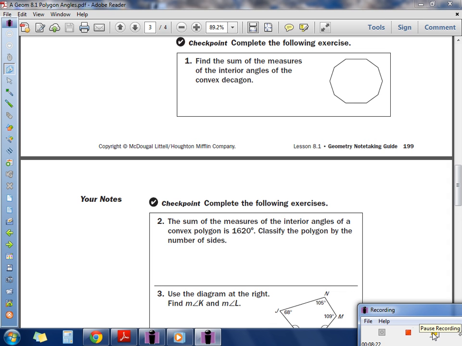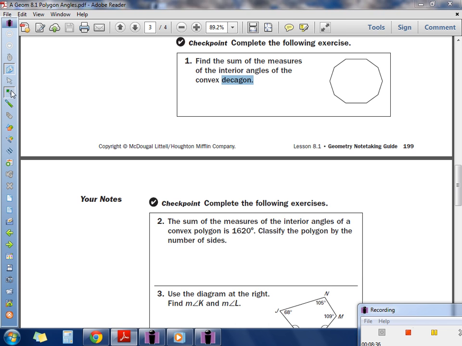All right, we now have 3 checkpoints. I'll give you a little bit of time. Try these out. They mirror our examples. On this first checkpoint, it says find the sum of the measures of the interior angles. Once again, some key words. We have sum, we have interior, and we have decagon.